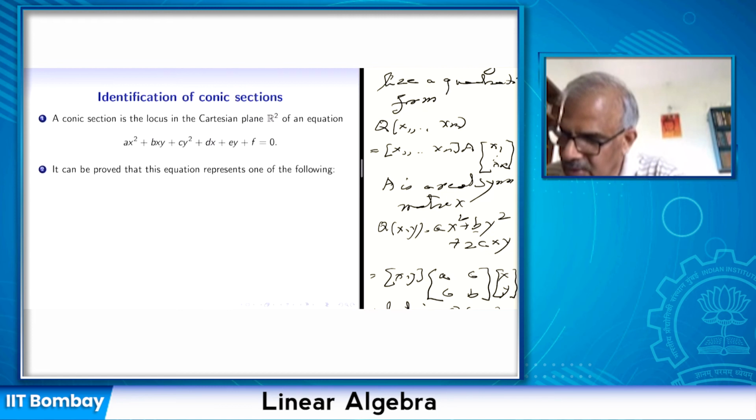So it can be proved that this equation represents one of the following. It can be an empty set, for example, x square plus y square plus 1 equal to 0. Yeah, this is an empty set in the Cartesian plane. Then it can be a single point.